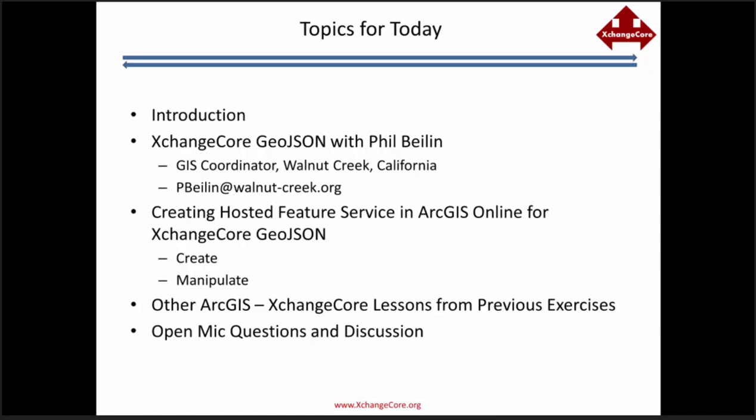And he's going to take us through 3 different steps here. One is a quick look at how you grab the GeoJSON from XchangeCore, and then moving that into ArcGIS Online to create a feature service, and then to manipulate that data to show the value of the additional GeoJSON compared to some of the other formats that ArcGIS consumes.